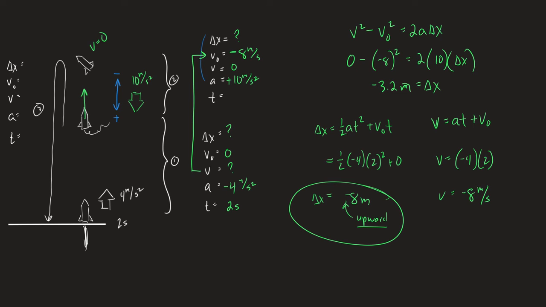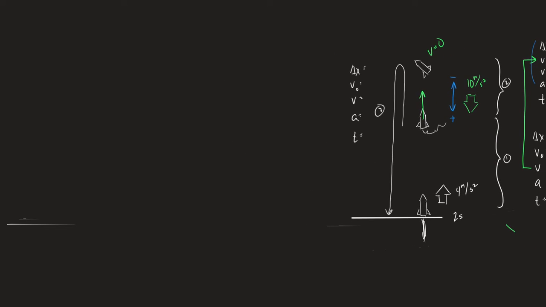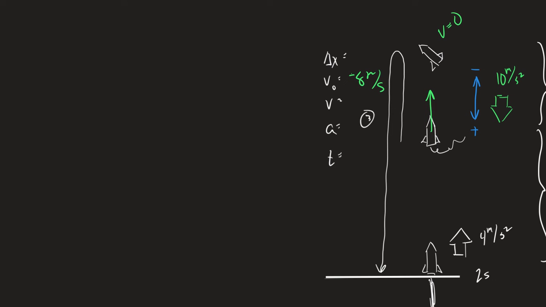But now, we want the time that the rocket spent in the air. So let's take a look at just this part. This initial velocity is the same as minus 8 meters per second from before. Right? We're dealing with the same velocity the rocket had when the engine shut off. So minus 8 meters per second. I don't know how fast it's going when it reaches the ground.